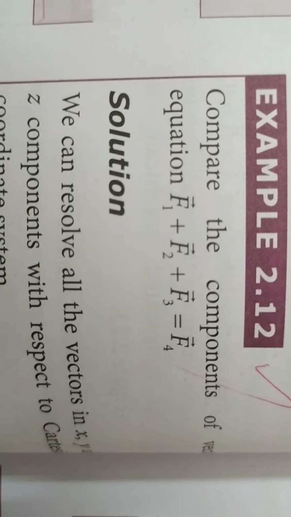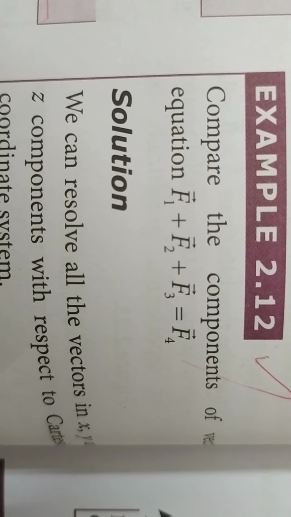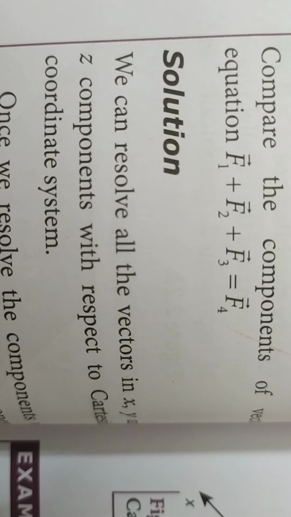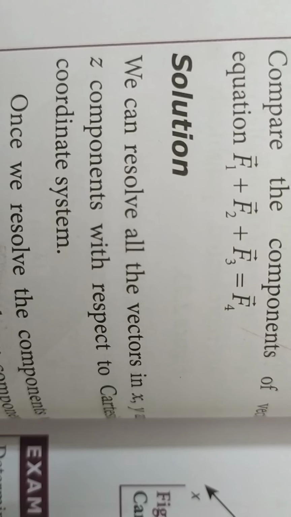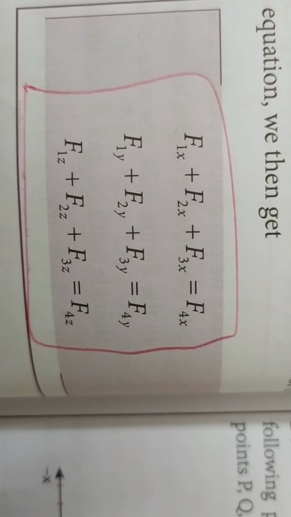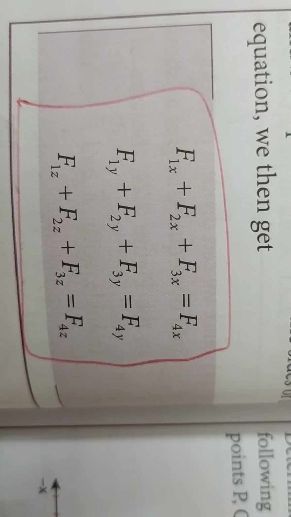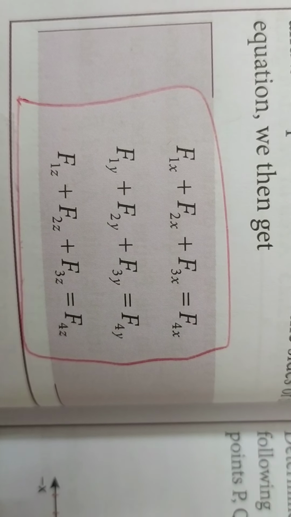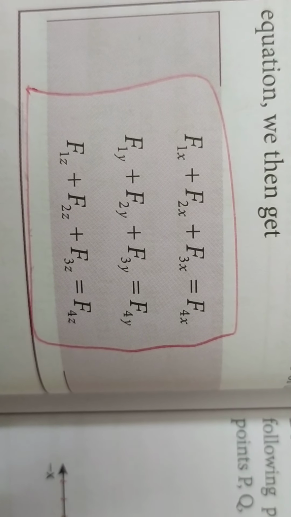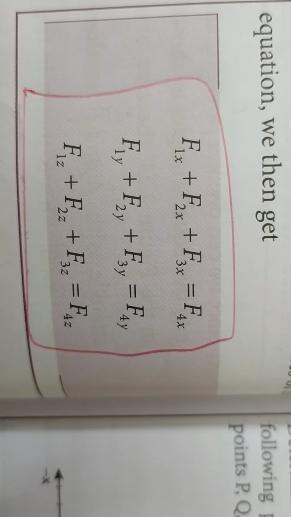And next you take this equation, where you are going to compare the components. F1 vector plus F2 vector plus F3 vector is equal to F4 vector. So you resolve. Resolve means you are splitting all the vectors into x, y and z components with respect to the Cartesian coordinate system. Then you will get F1x plus F2x plus F3x is equal to F4x, and similarly it will go on. So all the x components are equated, all the y components are equated, all the z components are equated. So we are resolving the vector in the Cartesian coordinate system. Hope you understand these problems, girls.